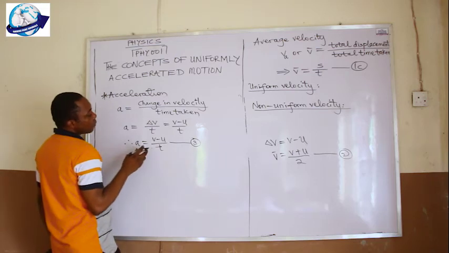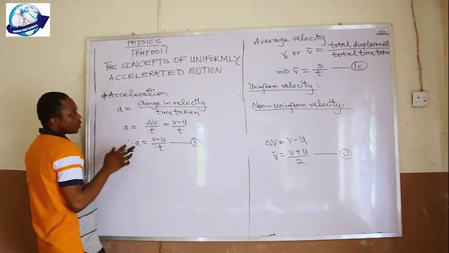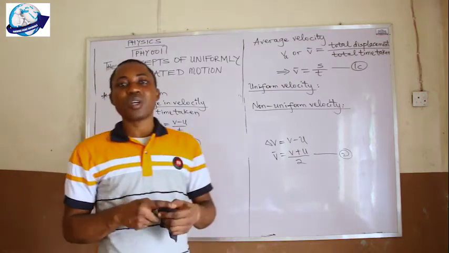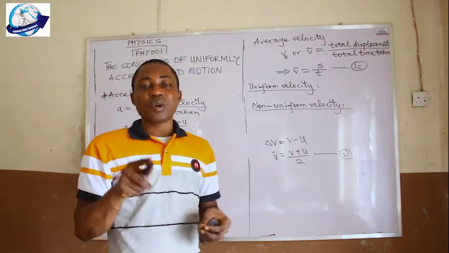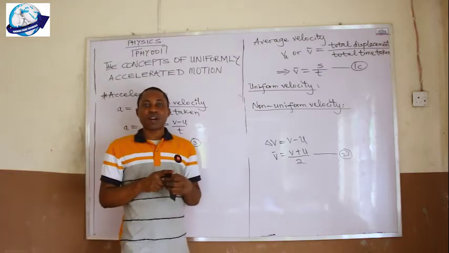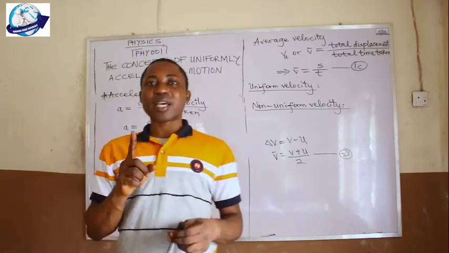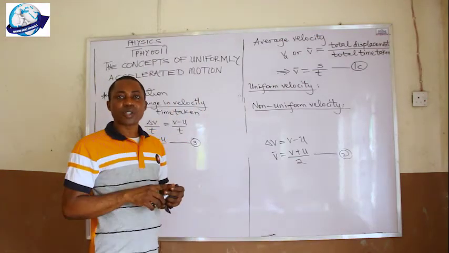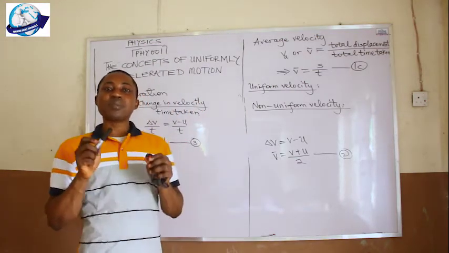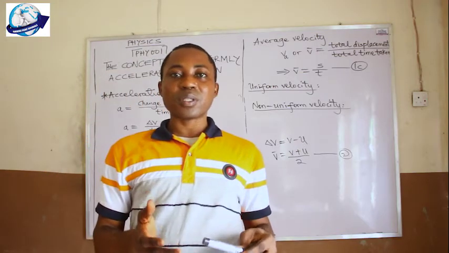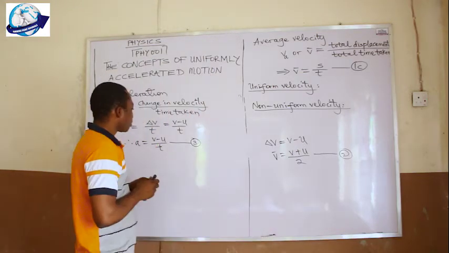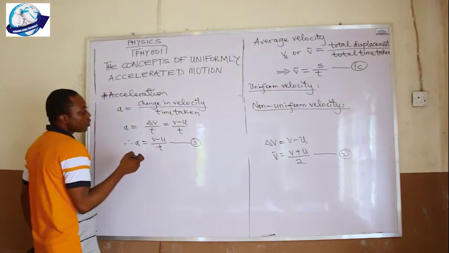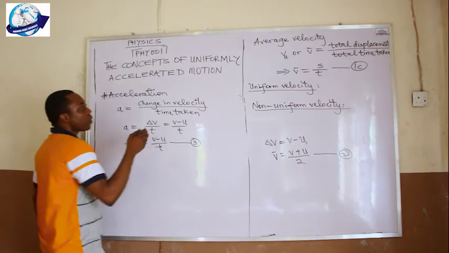Then remember, deceleration is the negative of acceleration. When you write v minus u all over t, and the answer carries a negative sign, then what you are dealing with is deceleration. Acceleration and deceleration have the same units. What's the unit for acceleration? The unit for acceleration is meter per second squared, and the unit for deceleration is also meter per second squared.